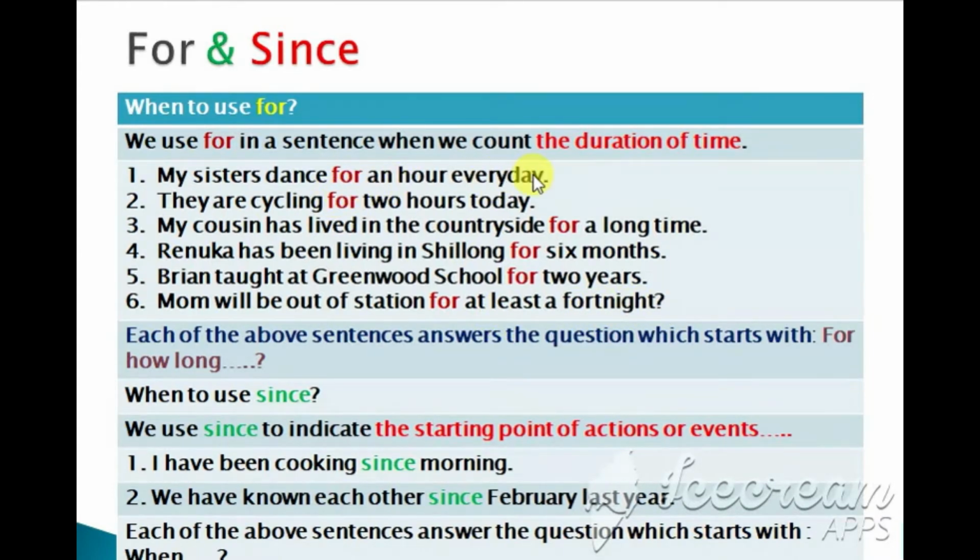So for an hour every day, for 2 hours today. So this is the duration. We are talking about the duration of time. So each of the above sentences answers the question which starts with for how long. For example, if the question is, for how long do your sisters dance every day? So you can give the answer like this. My sisters dance for an hour every day.